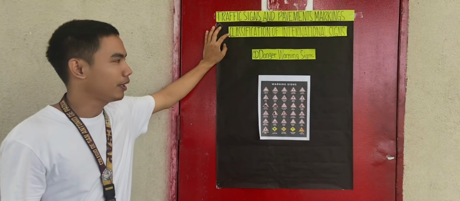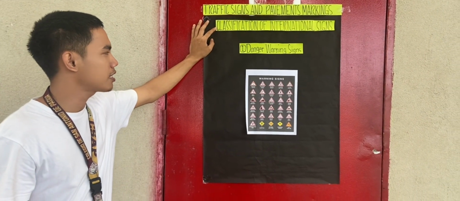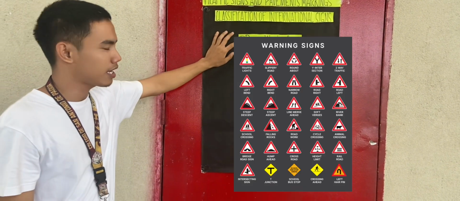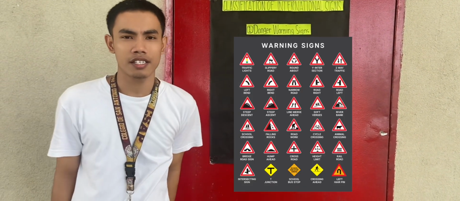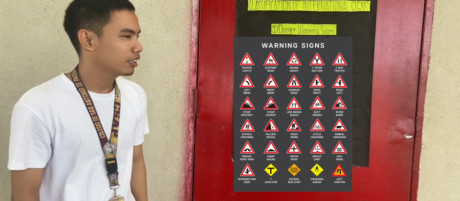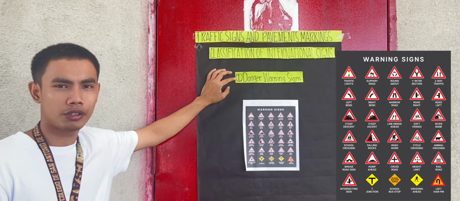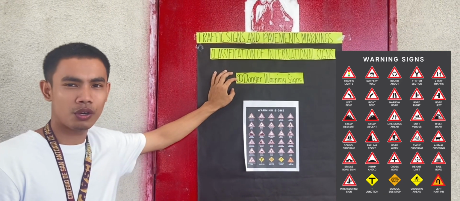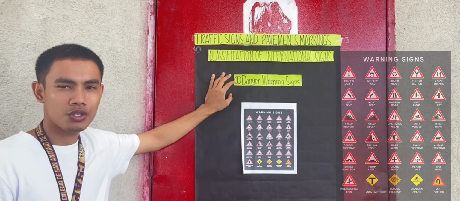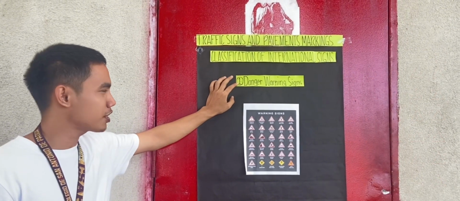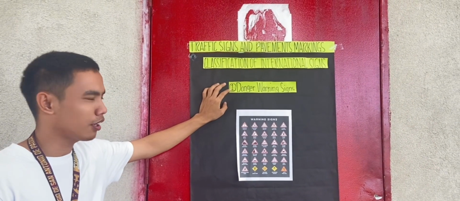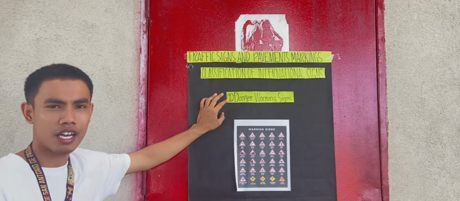The next subtopic is classification of international signs. Danger warning signs. Danger warning signs have an equilateral triangular shape, red borders, white background, and black signs or marking. Danger warning signs are intended to warn motorists of approaching hazardous road conditions, seek caution for the approach road hazards, and call for the condition of speed reduction.